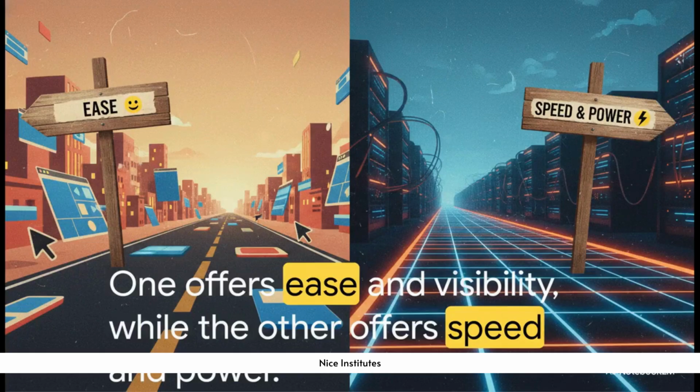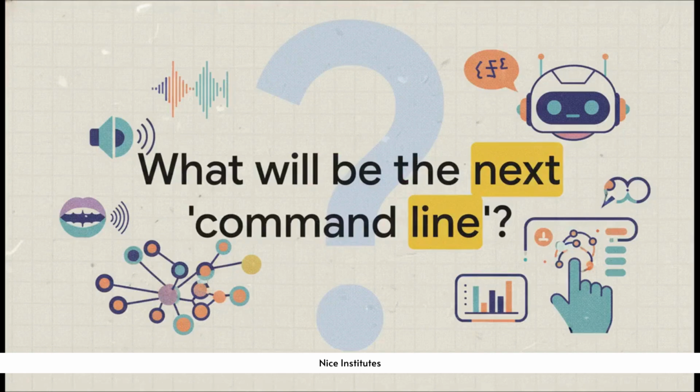So if you take one thing away from this, let it be this. We have a choice. One path gives us incredible ease of use and visual clarity, which makes computing accessible to literally everyone. And the other path gives us unparalleled speed, precision, and raw power for those who really need to get under the hood and make things happen. Which leaves us with a really fascinating question to think about. As technology keeps evolving and we start talking to AI with our regular voice, what's going to be the next command line? What will be that new tool for the experts who need that direct, unfiltered power? It's pretty interesting to think about.